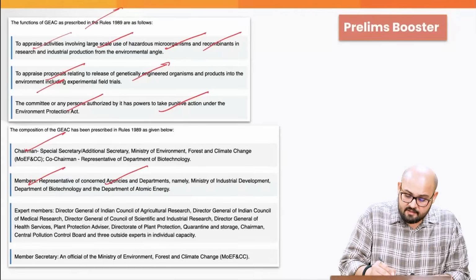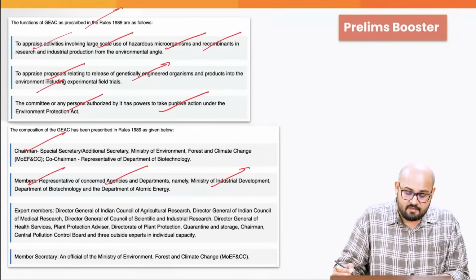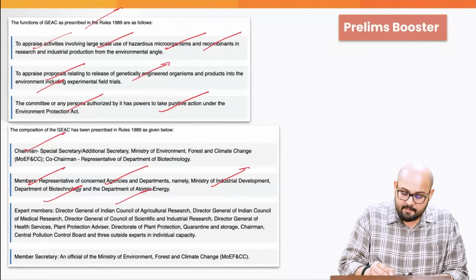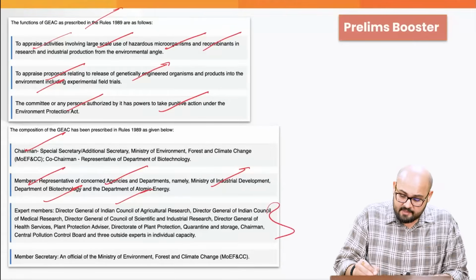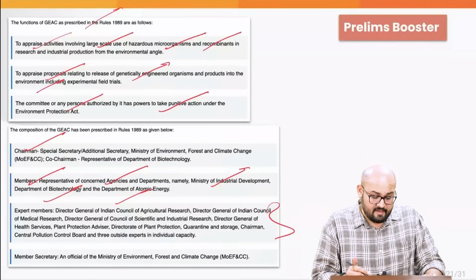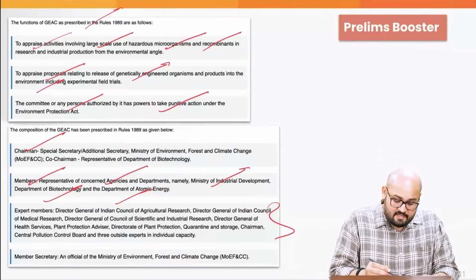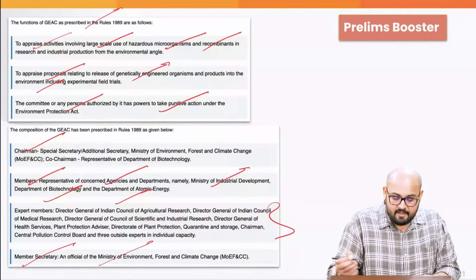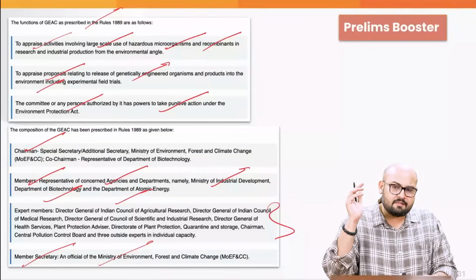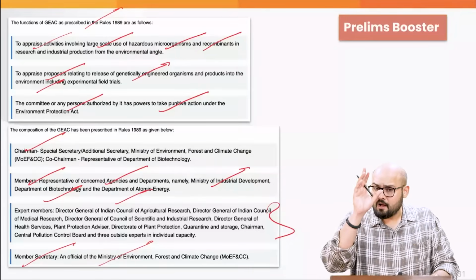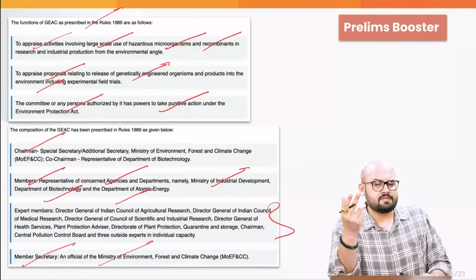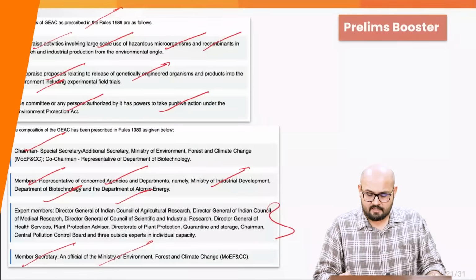Composition: we have the chairman, we already discussed this. Members, representatives of the concerned agencies and departments, namely the Ministry of Industrial Development, Department of Biotechnology, Department of Atomic Energy. Then we have some expert members, for example the Indian Council of Agriculture Research, Medical Research, right? Member Secretary, an official of the Ministry of Environment, Forest and Climate Change, is the Member Secretary. This is what you need to know. Again, an important body, possibly a question in the prelims can come. Let's talk about the other article.